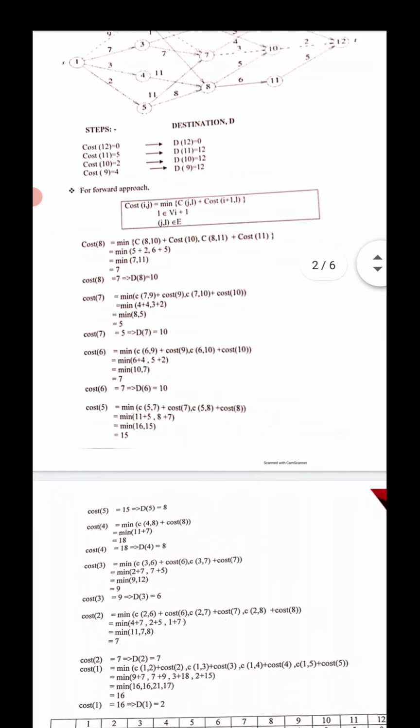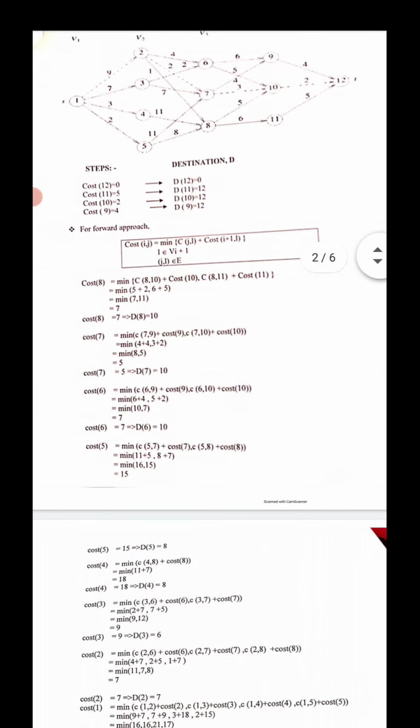Okay, now we have to move to cost of 1. Listen carefully, cost of 1, minimum of cost of 1, where does it go? 1 comma 2, 1 comma 3, 1 comma 4, 1 comma 5. Okay, here look at 1 comma 2 plus cost of 2, cost of 1 comma 3 plus cost of 3, cost of 1 comma 4 plus cost of 4, cost of 1 comma 5 plus cost of 5.